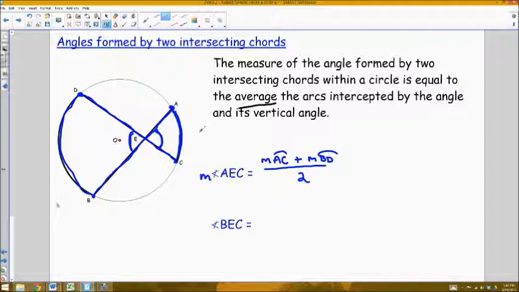Similarly, if I wanted to know what BEC was, BEC is this angle. I'm looking for the measure of this angle. It would be the average of the arc directly across from it and the arc directly across from its vertical angle. So that would be the measure of AD plus the measure of BC, all over 2.